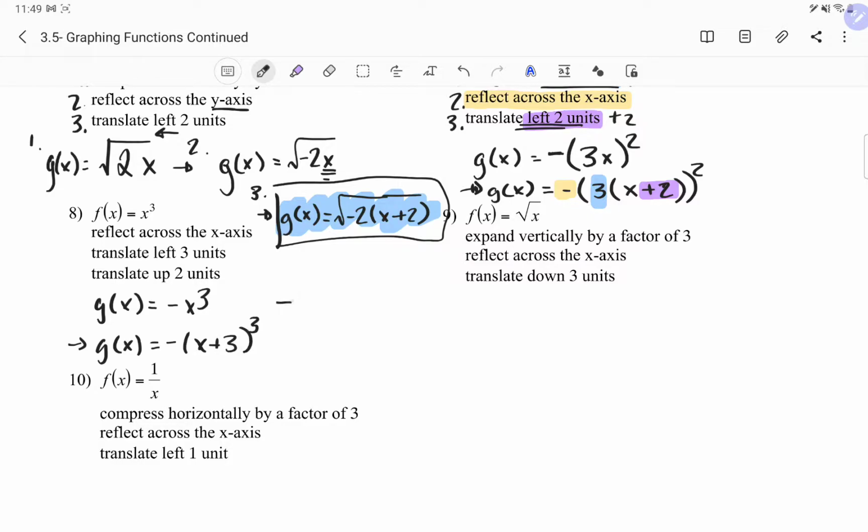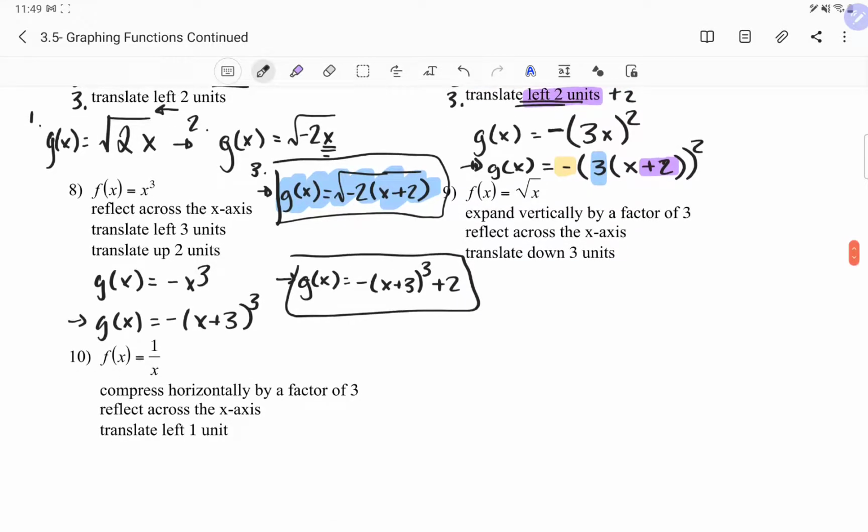And then the last step is going to be translate up 2 units. So up and down is outside. So we're going to add this to the outside. So we've got g of x is equal to negative (x plus 3) cubed plus 2. All right. And again, there we have it.